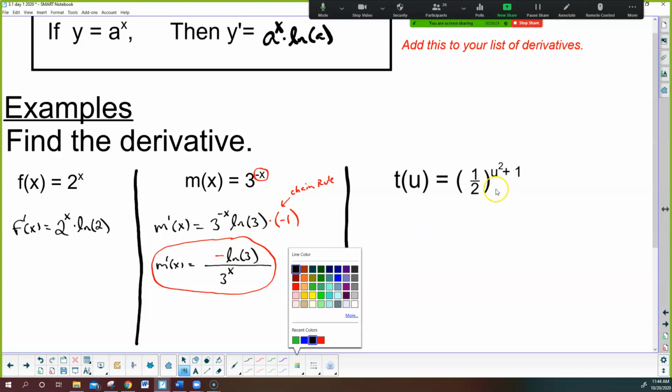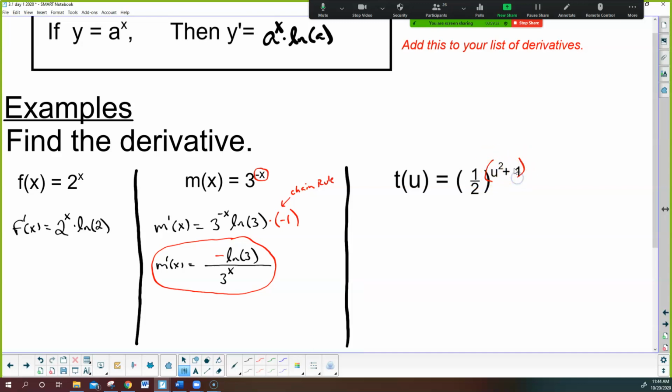All right. So now notice this one. This has a 1/2 as your a value. But it also has an exponent that has a lot more going on, which just means you're going to have the chain rule here. So look at the notation. T of u is equal to this.